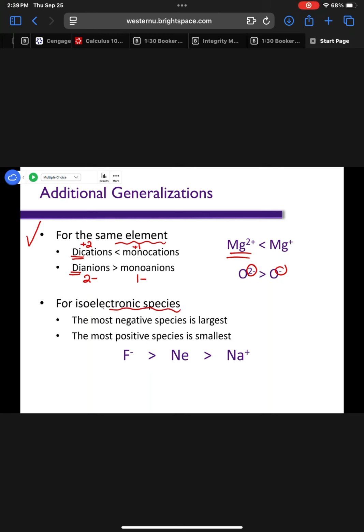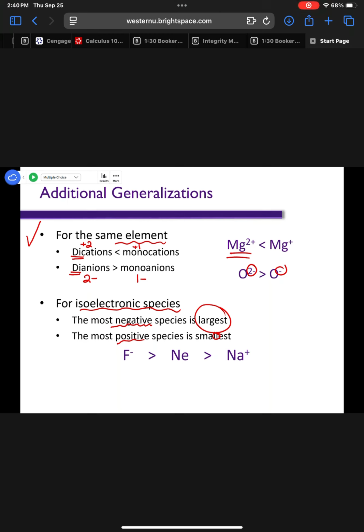And finally, for isoelectronic species, what does that mean again? We talked about this term already. Who remembers this term? Thumbs up. Okay, awesome. That means they have the same electron configuration, the same number of electrons in the same orbitals. If we have an isoelectronic species, whichever one is the most negative is going to be big, and the most positive is going to be small. Let's see why that makes sense.